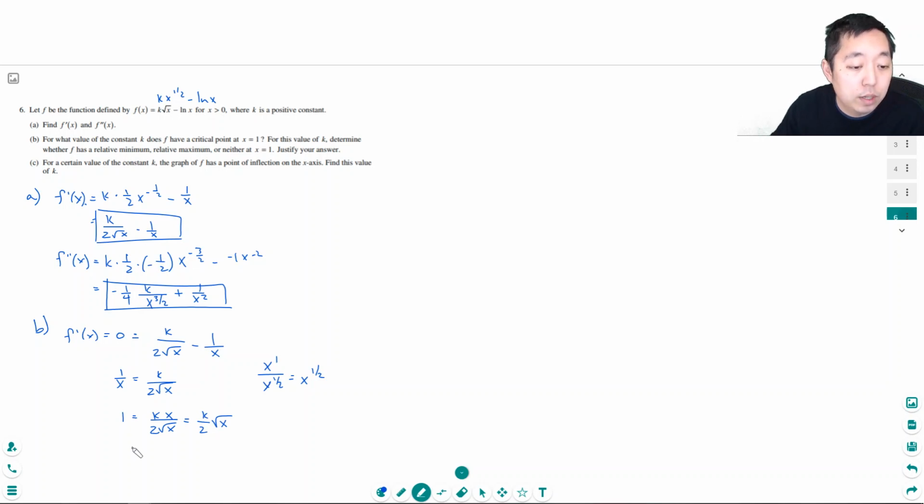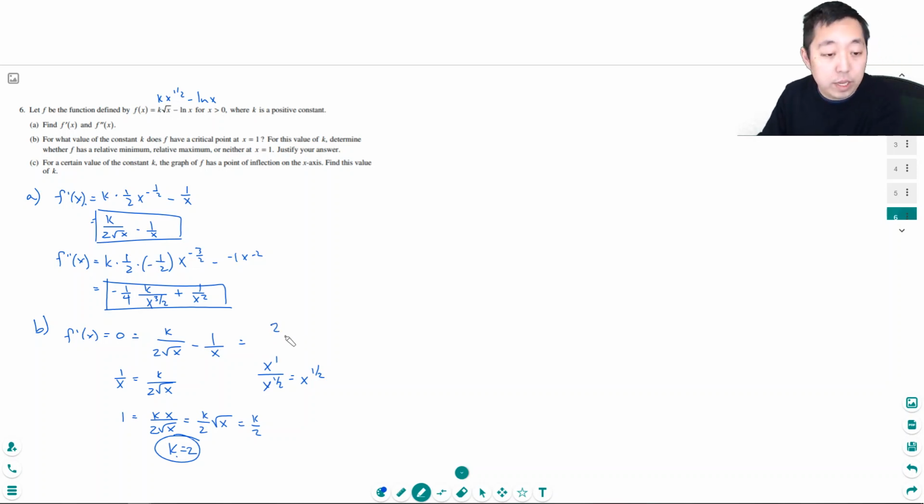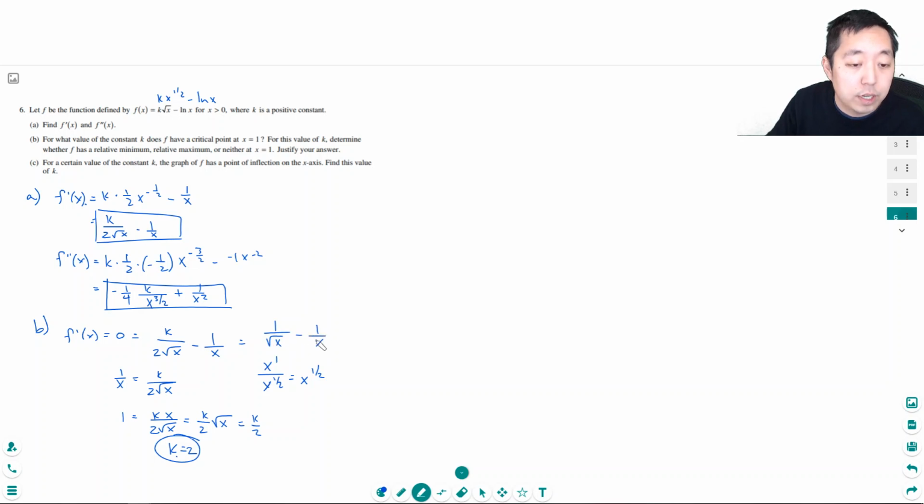So 2 over k, I'm solving for, and I want the critical point at x equal 1, so this is just k over 2, so then k would equal 2, okay? So then the derivative looks like this: 2 over 2 root x, which is just 1 over square root of x, minus 1 over x.